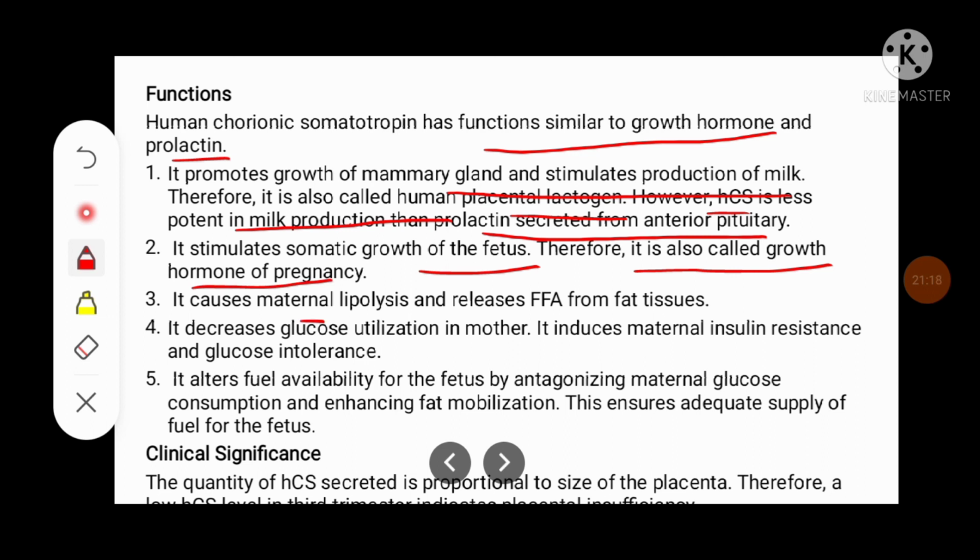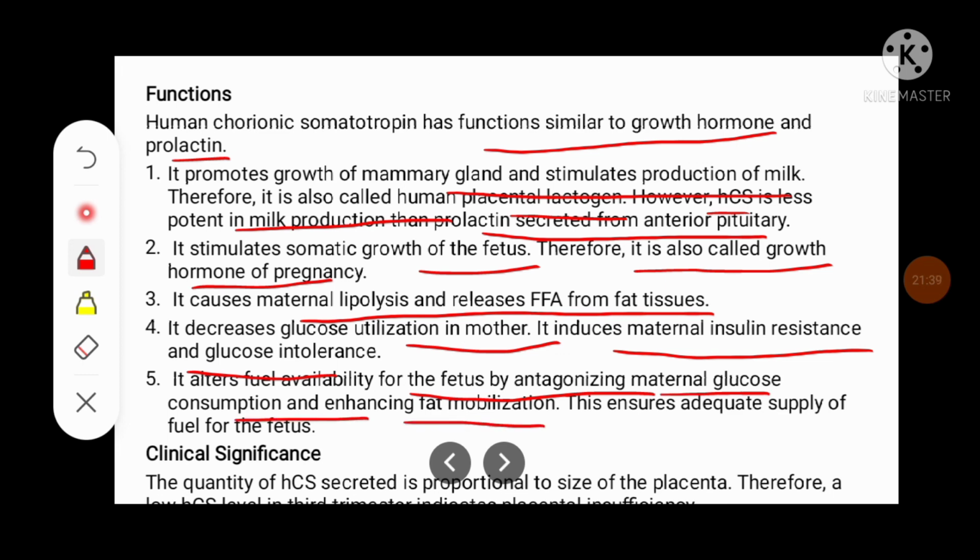It causes maternal lipolysis and releases free fatty acids from fat tissues. It decreases glucose utilization in the mother. It induces maternal insulin resistance and glucose intolerance. It alters fuel availability for the fetus by antagonizing the maternal glucose consumption and enhancing fat mobilization. So this ensures adequate supply of fuel to the tissues. The clinical significance is that the quantity of HCS secreted is proportional to the size of the placenta. Therefore, a low HCS level in the third trimester is an indicator of placental insufficiency.